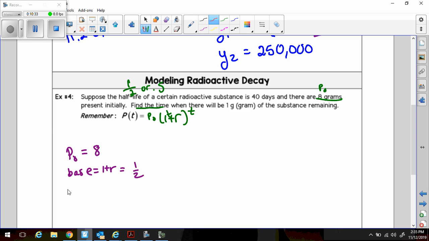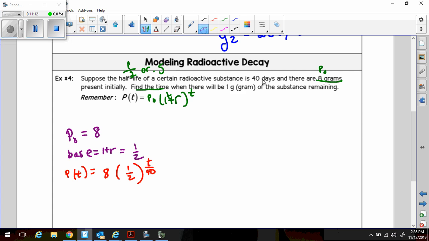My P of t equals 8, my initial, times 1/2 to the time, but I know that it is 40 days. So this is going to be divided by 40, because t over 40 is a number of half-lives. So this is going to be t over 40.